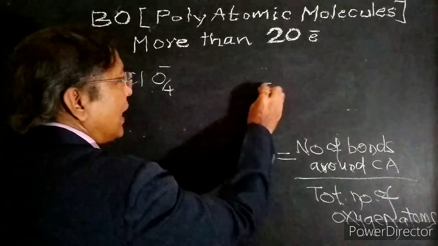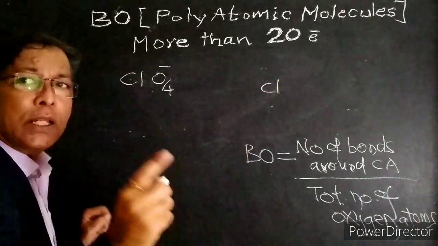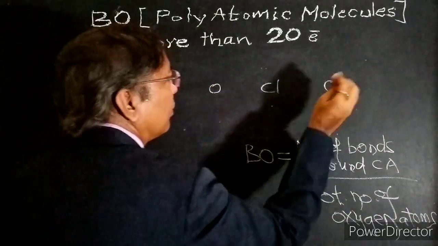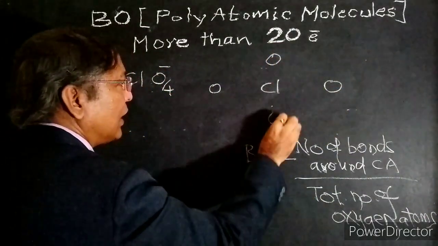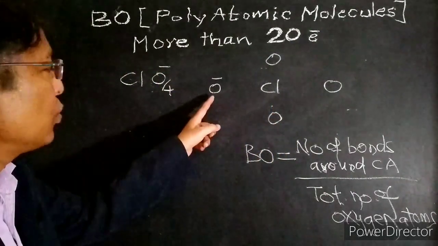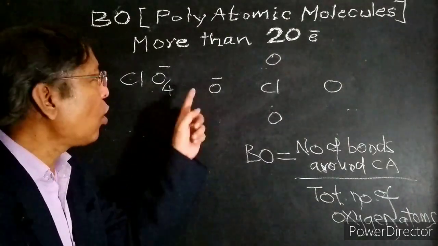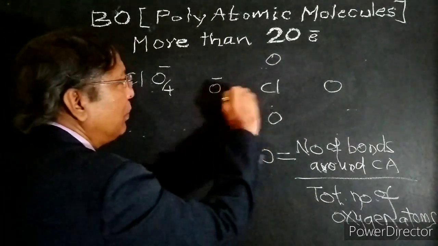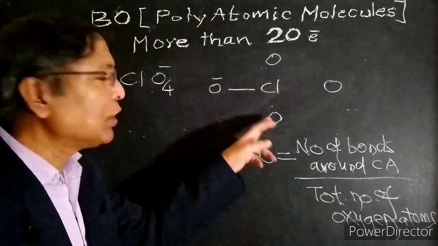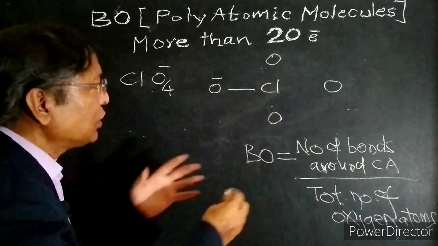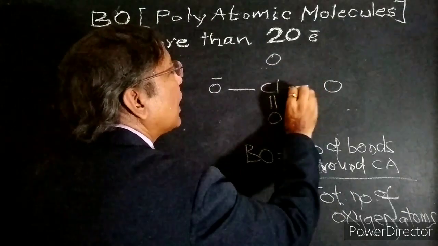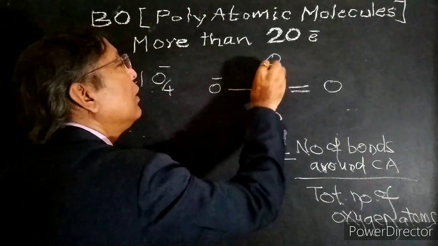Cl is the central atom as it is present in smaller number, and there are 4 oxygen atoms, so I write 4 oxygen atoms around the central atom. There is only 1 negative charge, so I give 1 minus charge to 1 oxygen atom, and we know that an oxygen atom having a negative charge must be bonded to the central atom with a single bond, and oxygen atoms without any charge must be bonded to the central atom with a double bond.